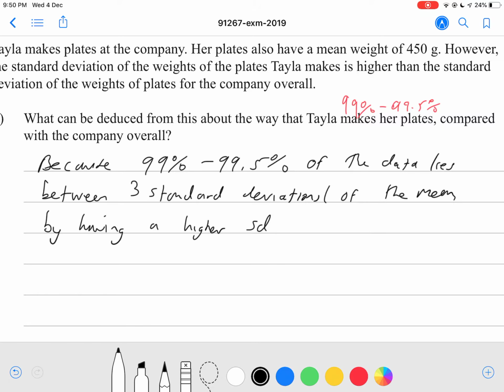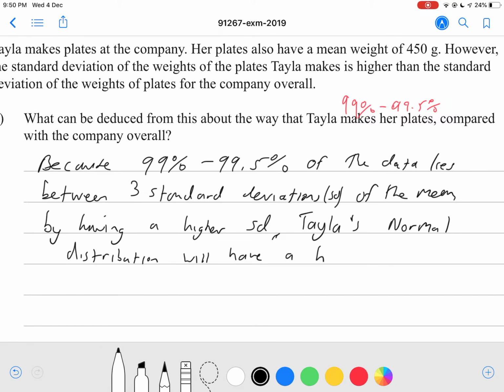we're going to use SD, just an abbreviation, for standard deviation. By having a higher SD, Taylor's normal distribution will have a higher range than the company. For example, she might make more lighter and heavier plates.